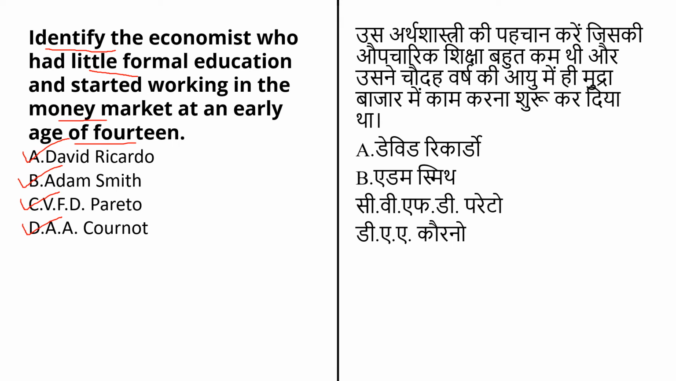Here David Ricardo, the economist, had a little formal education and started working in the money market at the age of 14. At the age of 14, he entered into the business with his father, who had made a fortune on the London Stock Exchange. That means the correct answer will be option number A, that is David Ricardo.